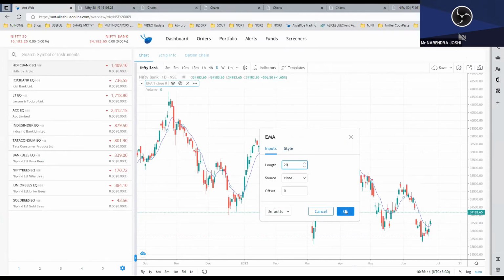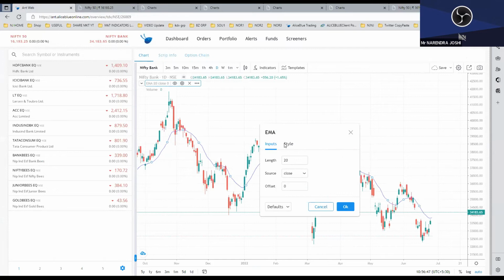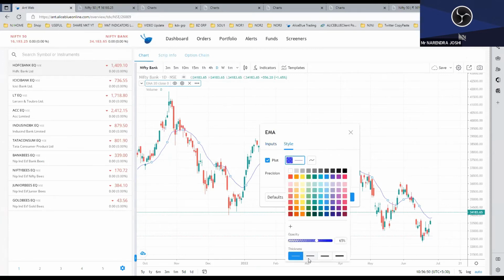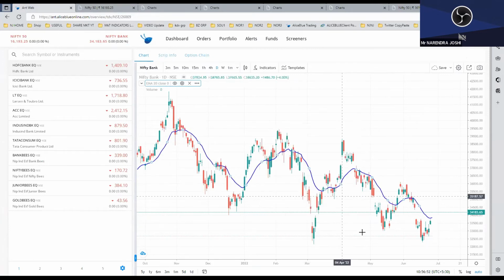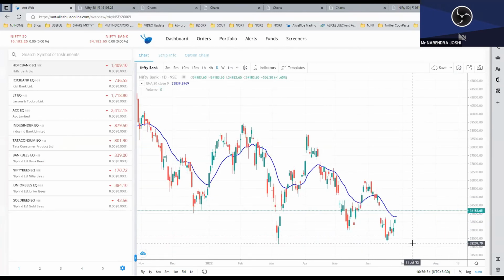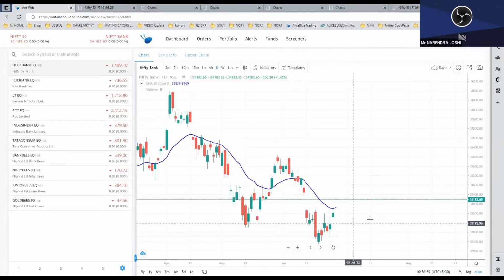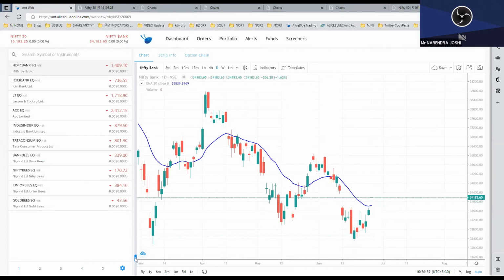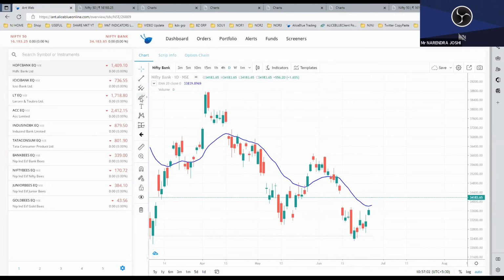I am applying the 20 EMA here. Okay, you should be able to see it well, so let me make it a little darker. Now see on Nifty Bank, you can see that the market is almost at its short term resistance level. Now see, this is the resistance. I hope you can understand that the market has not broken this level. This level that you can see here, 33,700 and 800.